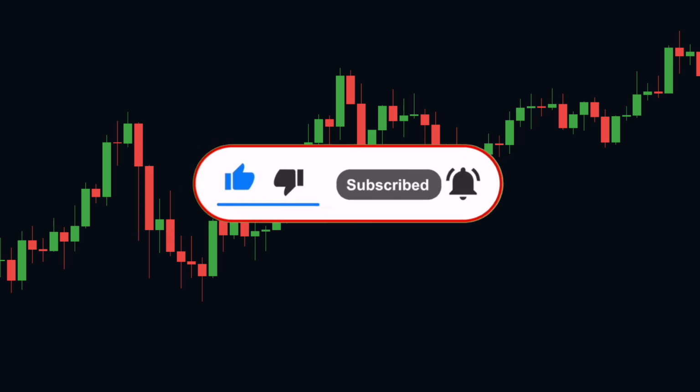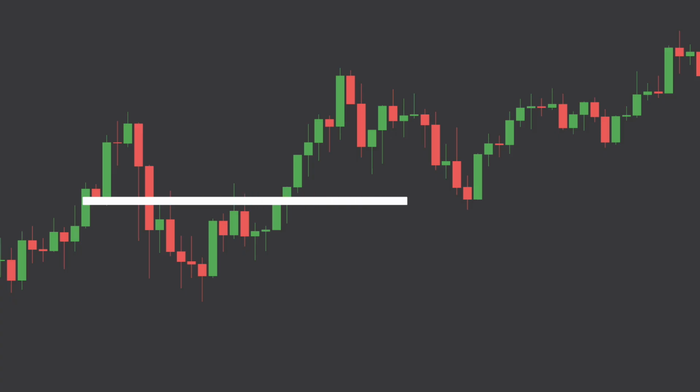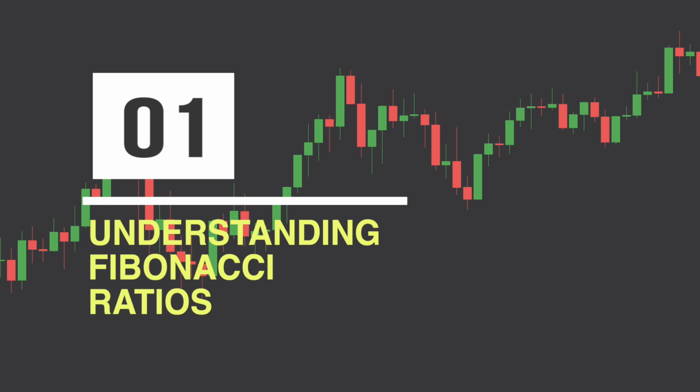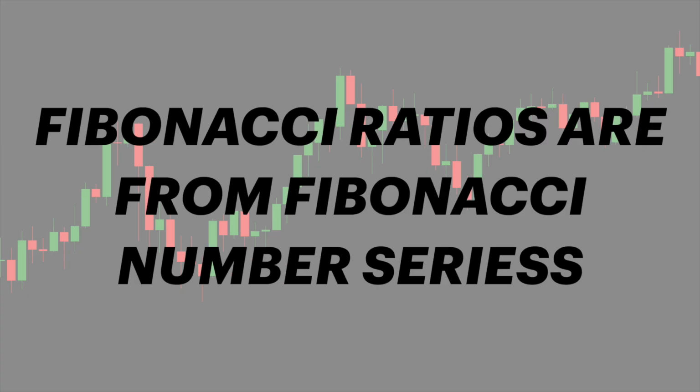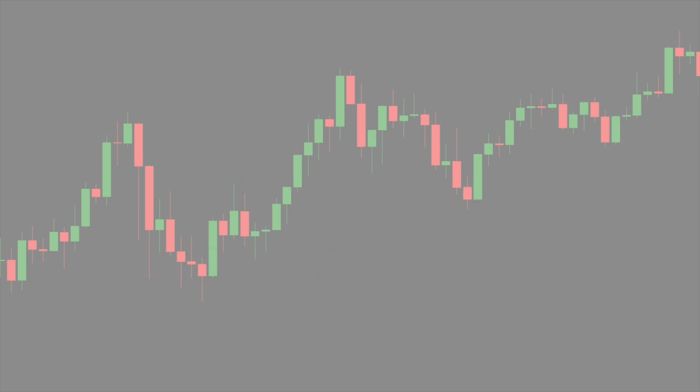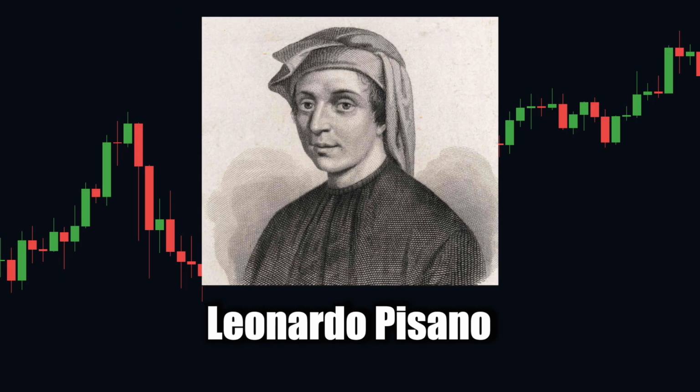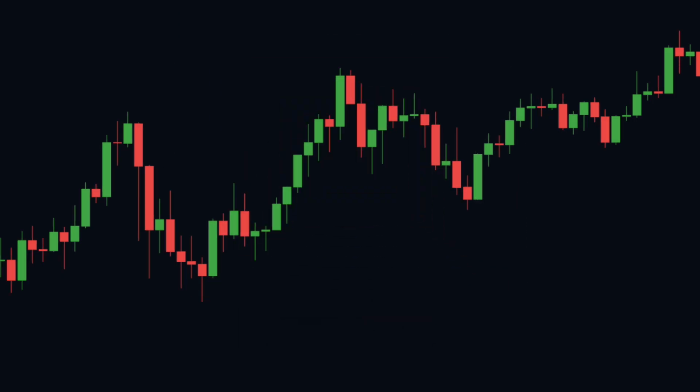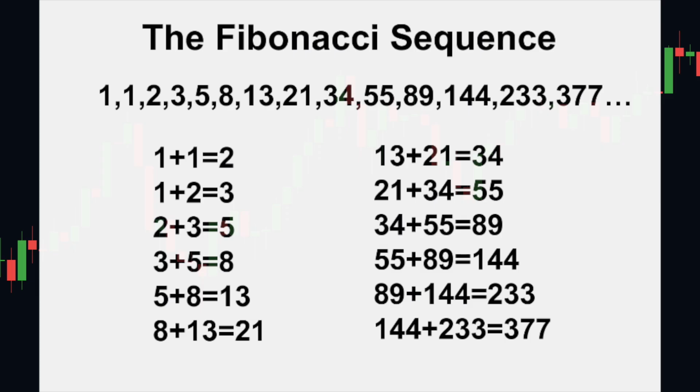We must first learn what Fibonacci ratios are. The Fibonacci number series is where the Fibonacci ratios come from. Leonardo Pisano, an Italian mathematician, developed the Fibonacci numbers. The series of numbers begins with 0 and continues by adding the sums of the previous two numbers.